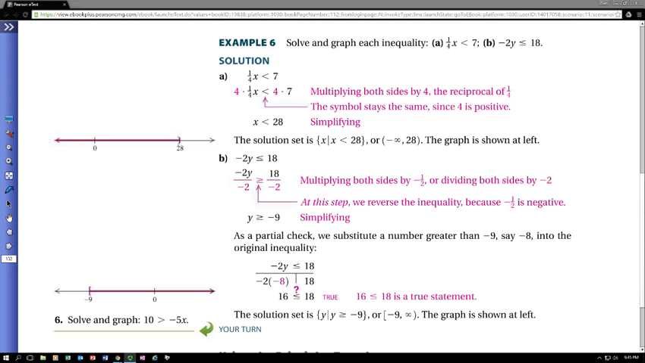Okay. I should show you this. You're going to probably get this pretty soon. What is it? Inequalities.